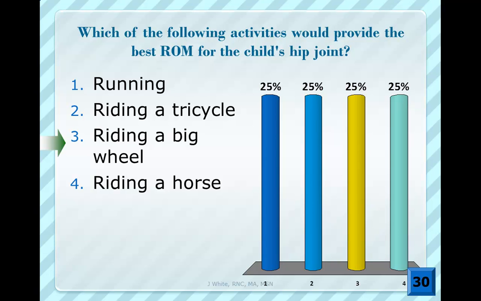Now we're looking at the hip joint. When you ride a tricycle, I want you to picture yourself riding a tricycle. Your knees move and your hips a little bit, but not much. When you're riding a big wheel, you're leaning back just a little bit, and the main action is flexion, extension of the hip. So riding a big wheel is the best answer.